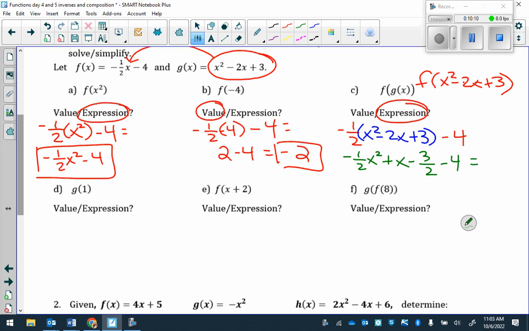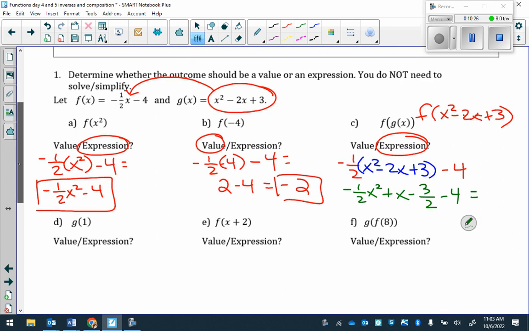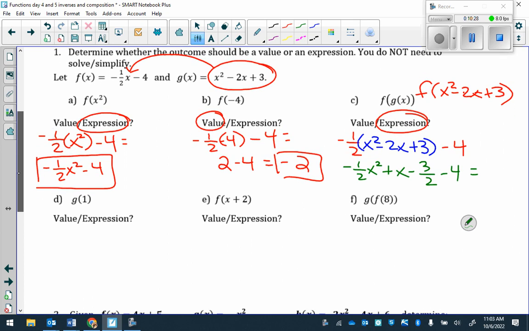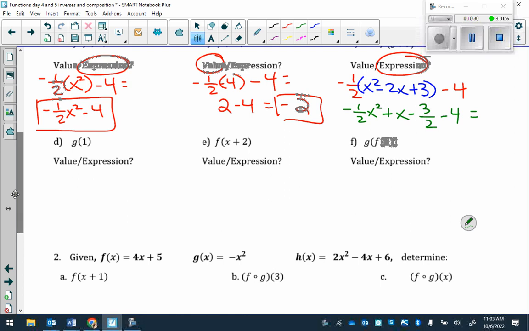Minus 4. Okay. Yep. Wait, I thought we weren't. Why? Because it said do not, I want you guys to distribute here. Just because it said you do not need to solve or simplify, we should be simplifying. Okay? We should be simplifying here by distributing it all the way through.